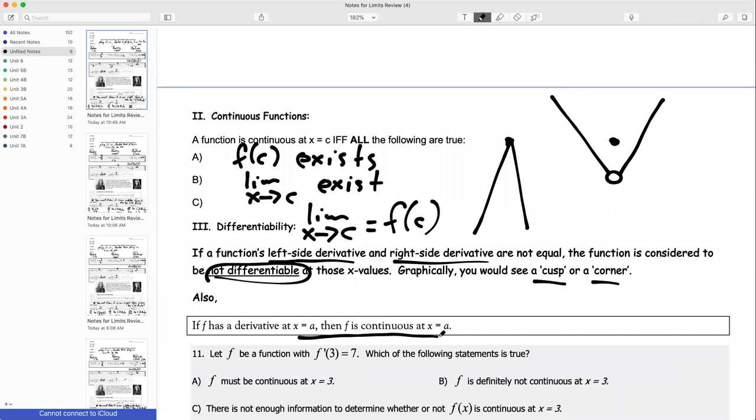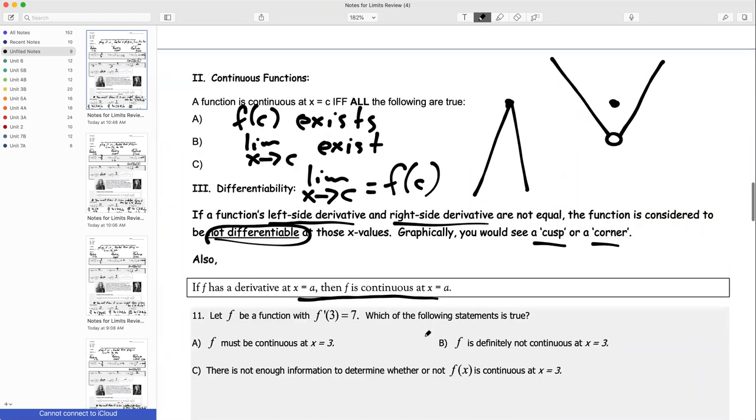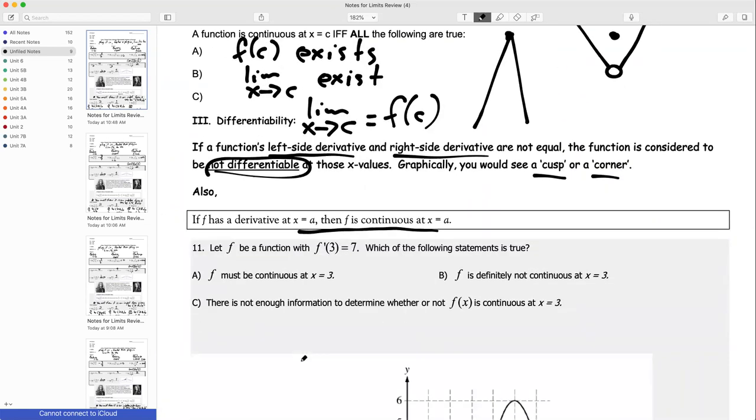Therefore, the derivative would be 0. Okay. So this says let f be a function with f prime of 3 equal to 7. Which of the following statements is true? F must be continuous at x is equal to 3. F definitely is not continuous at x is equal to 3, or I don't know. Well, the answer to this has to be A, because this right here says at x is equal to 3, there is a derivative, and the value of that derivative is 7. So it does have a derivative, therefore it must be continuous at the same point.